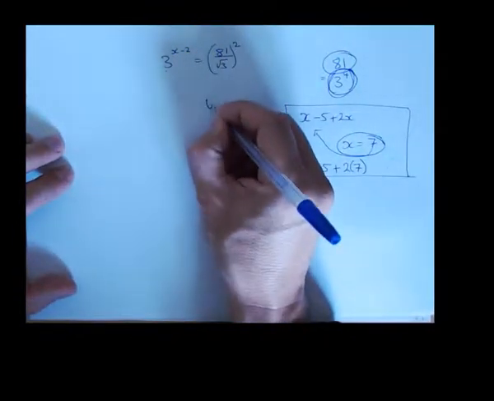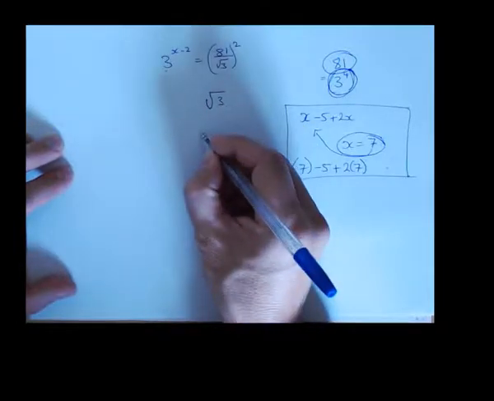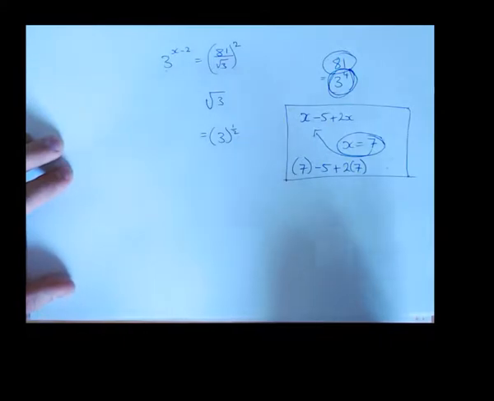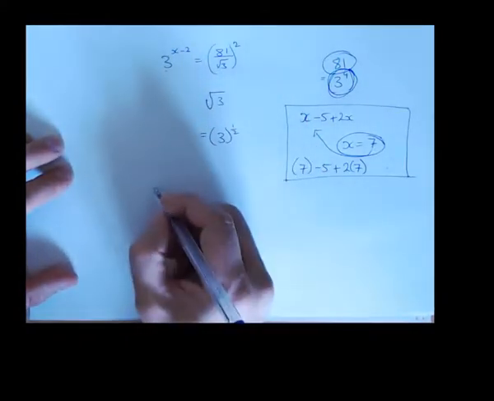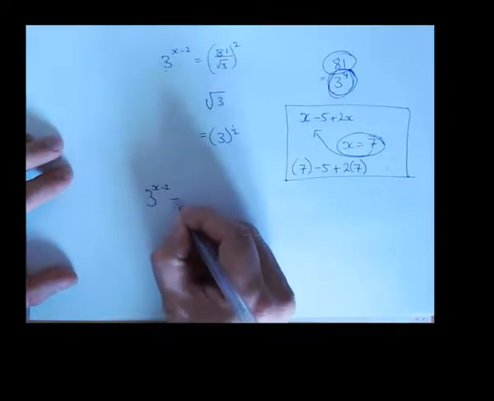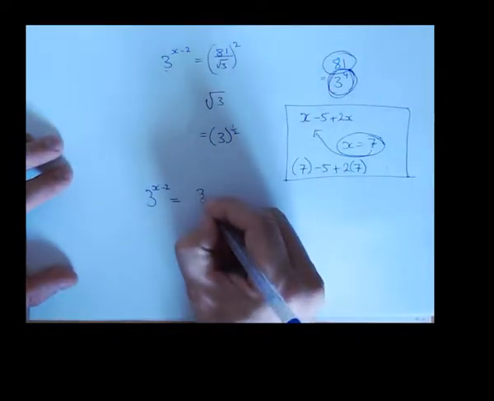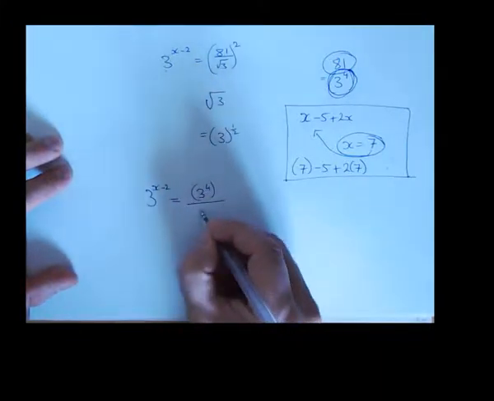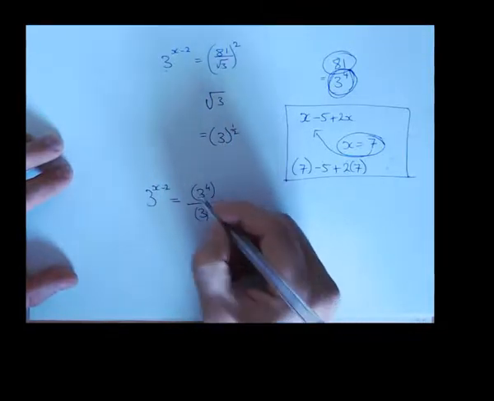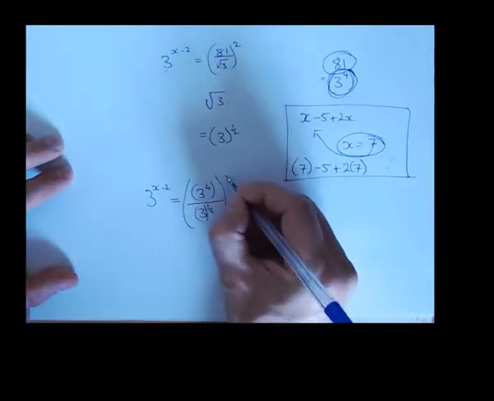Also, when we see the square root of 3, remember that we're going to replace that with 3 to the power of a half. So let's replace all the parts that we need to replace in this particular question and see what we get. 3 to the power of x minus 2 is equal to 3 to the power of 4 in brackets over 3 to the power of a half, and that whole thing in brackets squared.